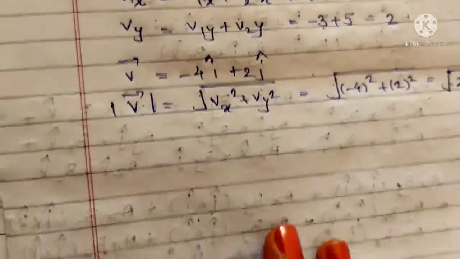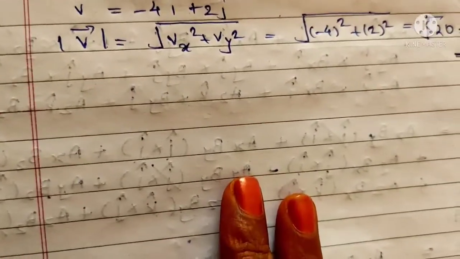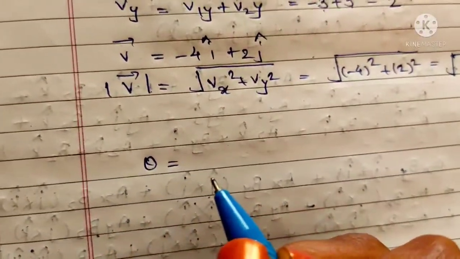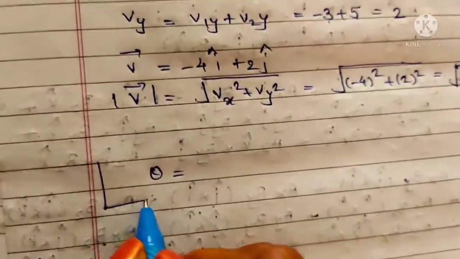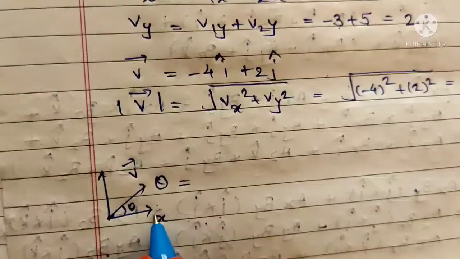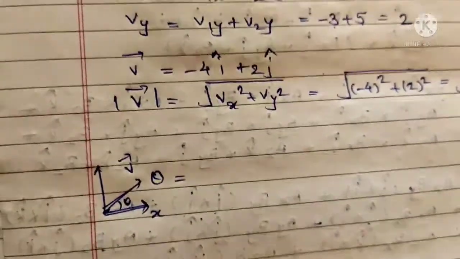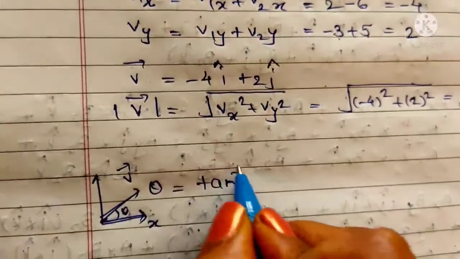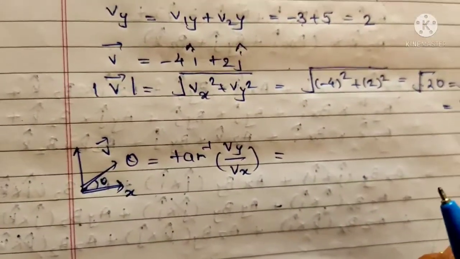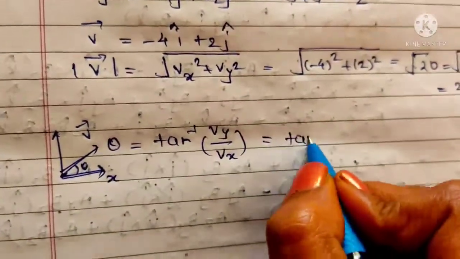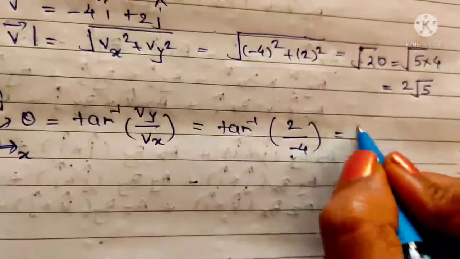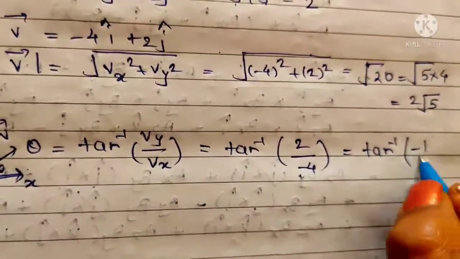Now the next one, we are going to find out the direction of this v1 bar plus v2 bar, and this direction can be given in terms of angle theta. This angle theta is made with the x-axis. So if this is v bar, then this theta is the angle between this x-axis and v bar vector. So theta is equal to tan inverse of vy by vx. Let us substitute this value of vy and vx. We get tan inverse of vy, that means 2, and vx, that means minus 4, which is equal to tan inverse of minus 1 upon 2.